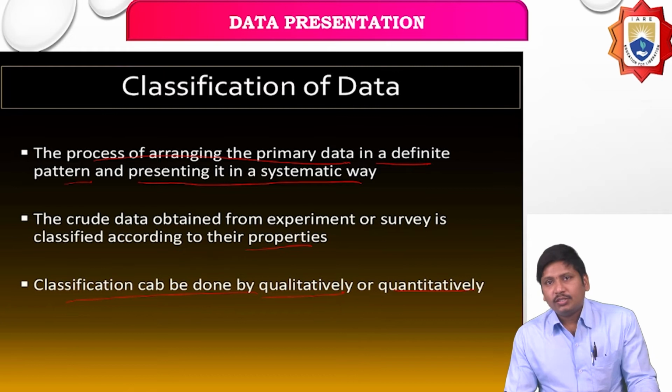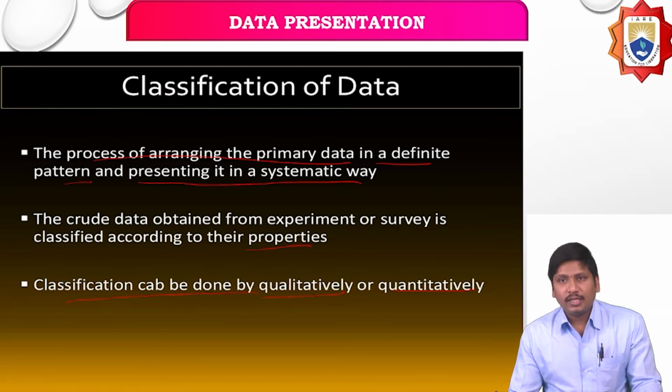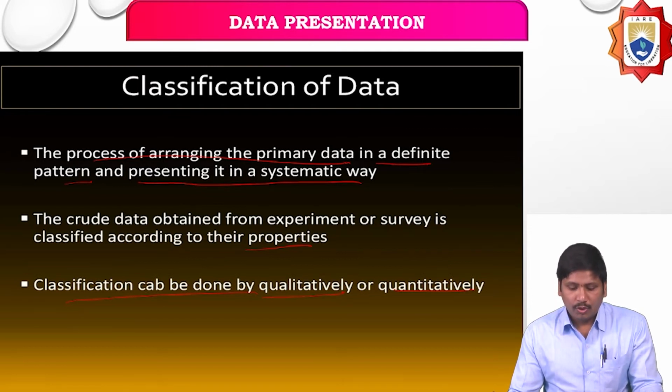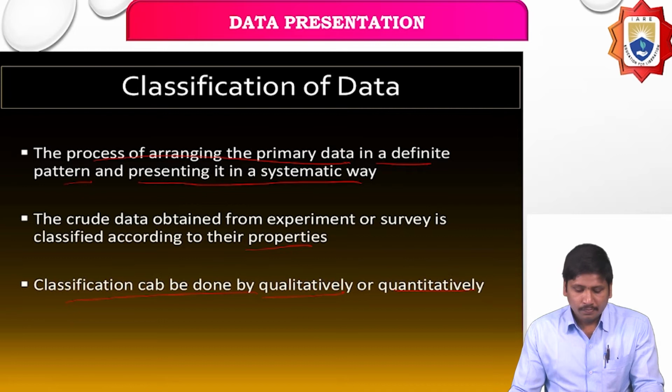So classification of data is the process of arranging the primary data into a definite pattern and presenting it in a systematic way. The data we get from multiple sources is treated as crude data, obtained from experiments or surveys, and it is classified based on its properties. This classification can be done either qualitatively or quantitatively.